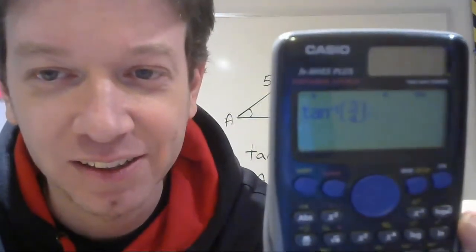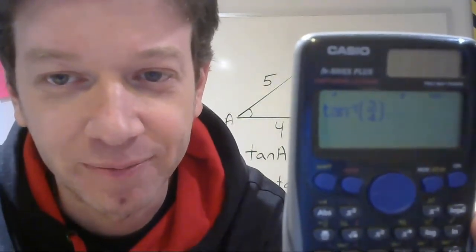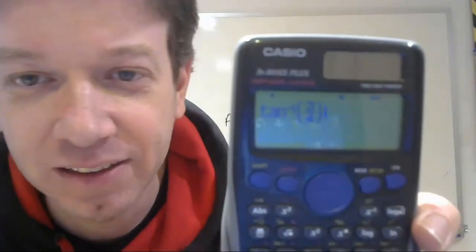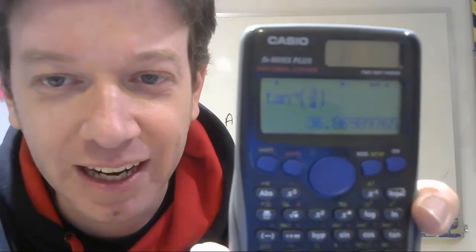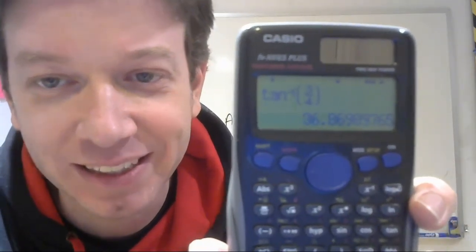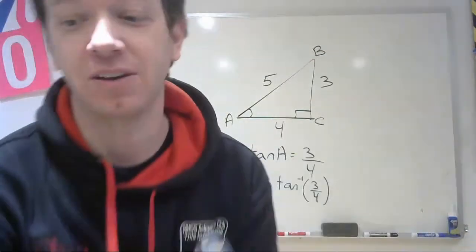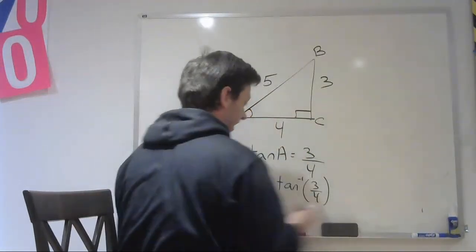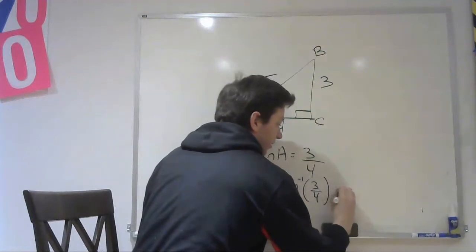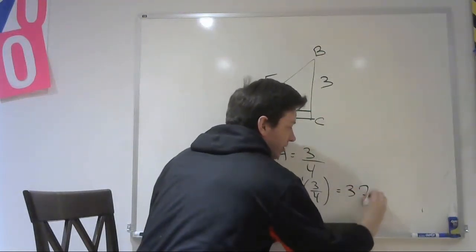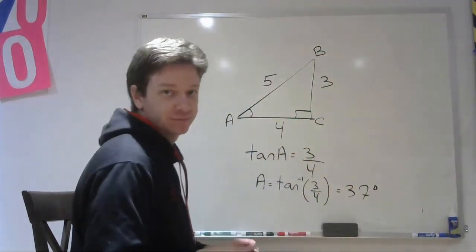So now it looks like this on my calculator. Okay, hit the equal sign, and I get 36.869 and so on. But I'm going to round that to 37 degrees. So that means this angle is 37 degrees.